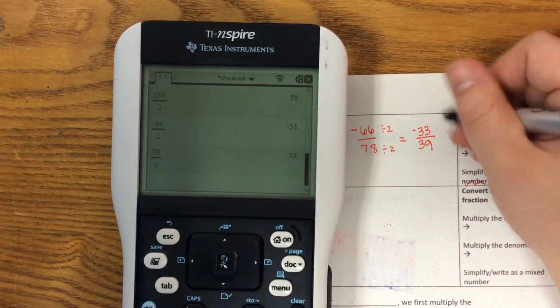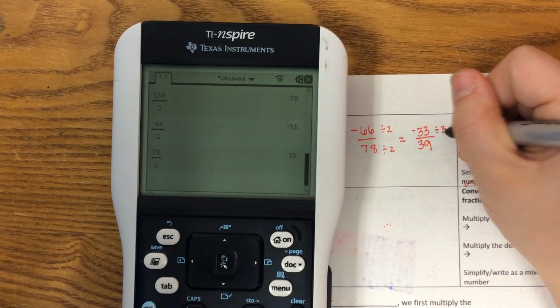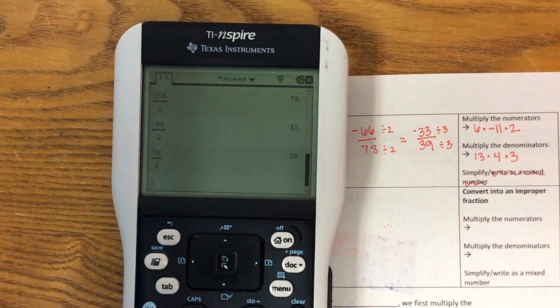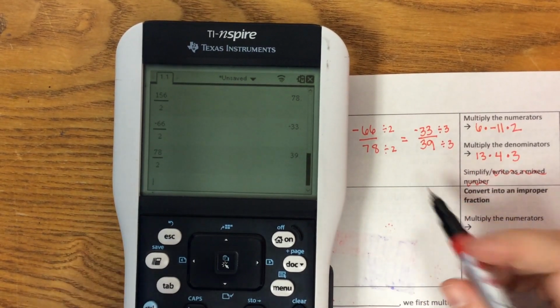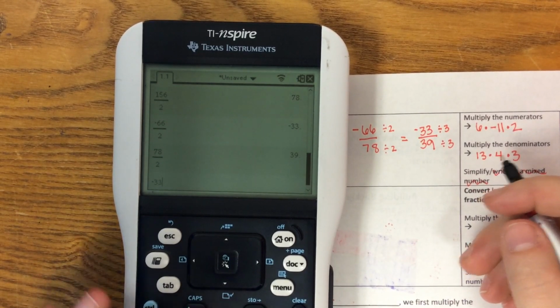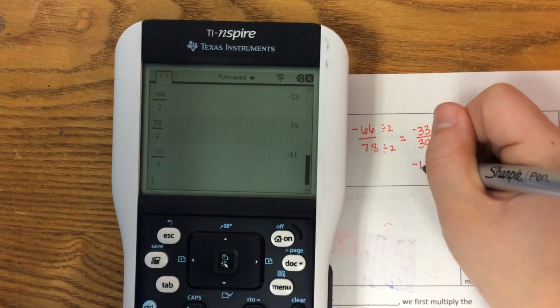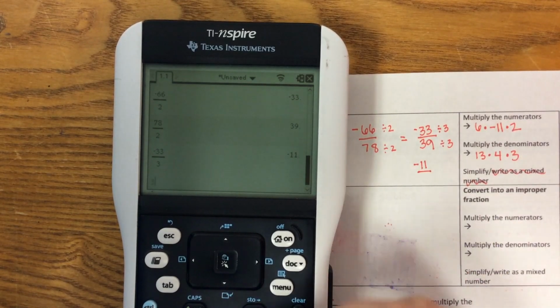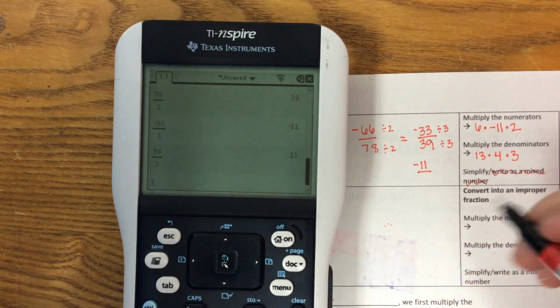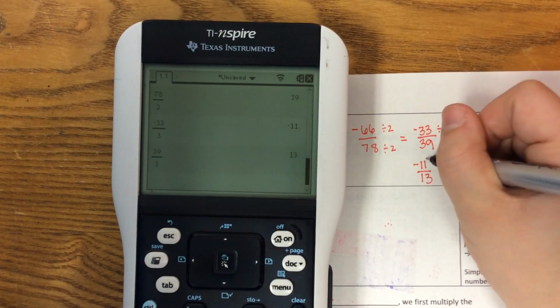But what I do know is I can divide these both by 3. So I'm still not even done yet. So negative 33 divided by 3, you get negative 11. And 39 divided by 3 would give me 13. And that is it.